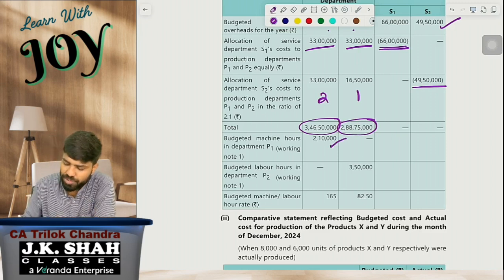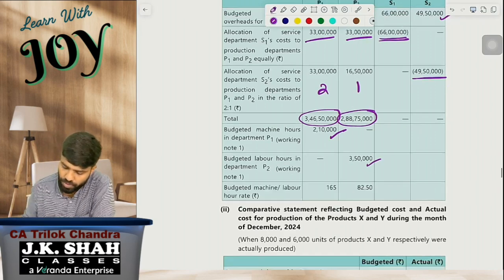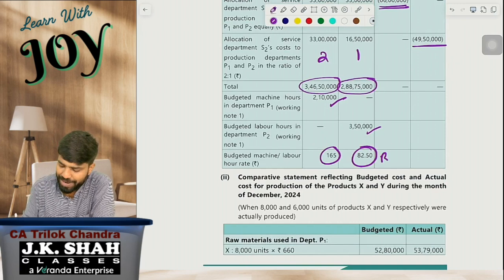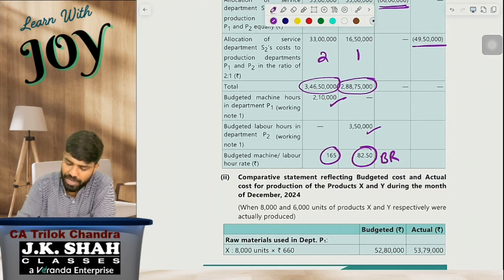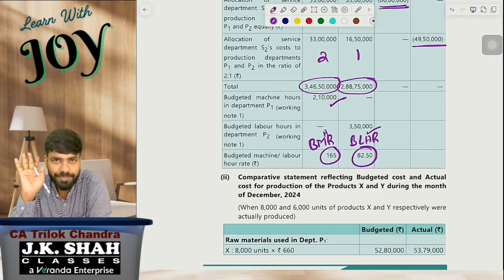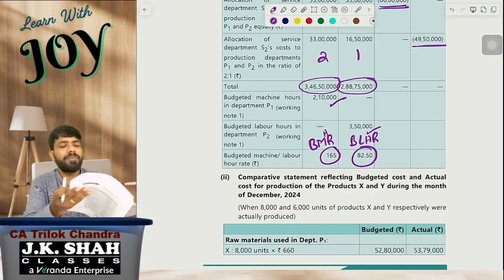Now 2 lakh 10,000 hours, 3 lakh 50,000 hours. Just now I explained how to get this. If you divide that, we'll get 165 and 82.5. This is the budgeted rate. To be precise, I am going to call it the budgeted machine hour rate and the budgeted labor hour rate. By this we are done with the first requirement. Look at the second requirement. What is the second requirement?